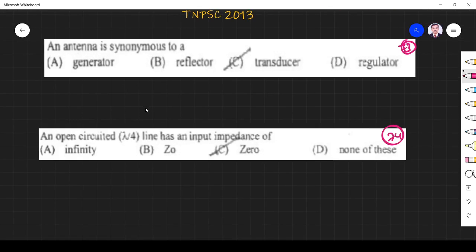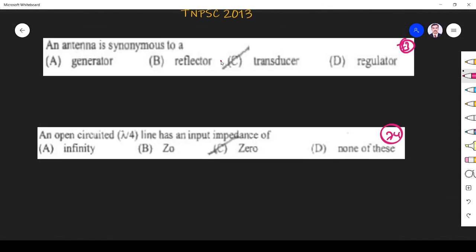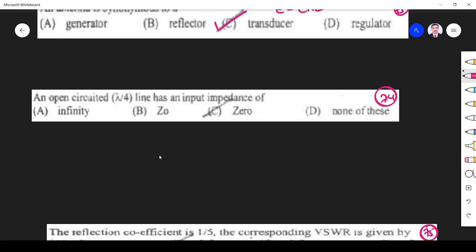Next question, the antenna is synonymous with the transducer. It is converting electrical energy into electromagnetic energy, so it is a transducer. An open circuit line has an input impedance of 0. Direct question, right? Next question, the reflection coefficient is 1 by 5.